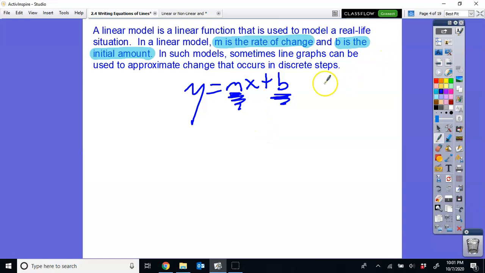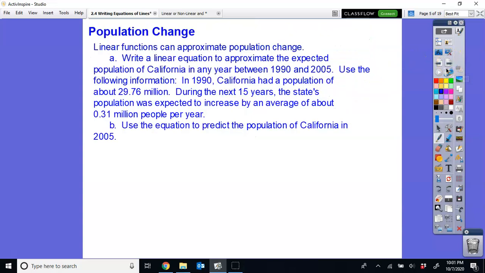I also like to tell people, instead of the initial amount for b, you can think of it as the beginning amount. And then instead of the rate of change for the slope, you can think about that as how something is moving through life. And the reason I do that is it gives you a kind of goofy way to remember the m and the b. It's also going to help you a little bit when we go to graph these as well. So let's look at a real life example of that.